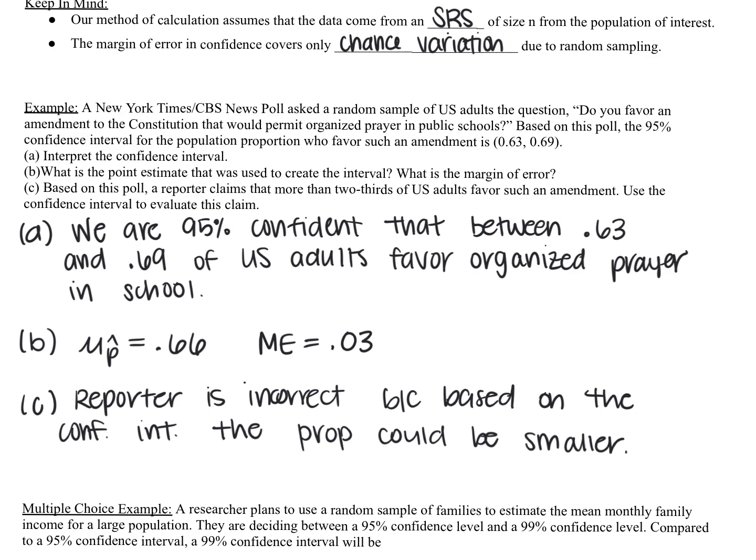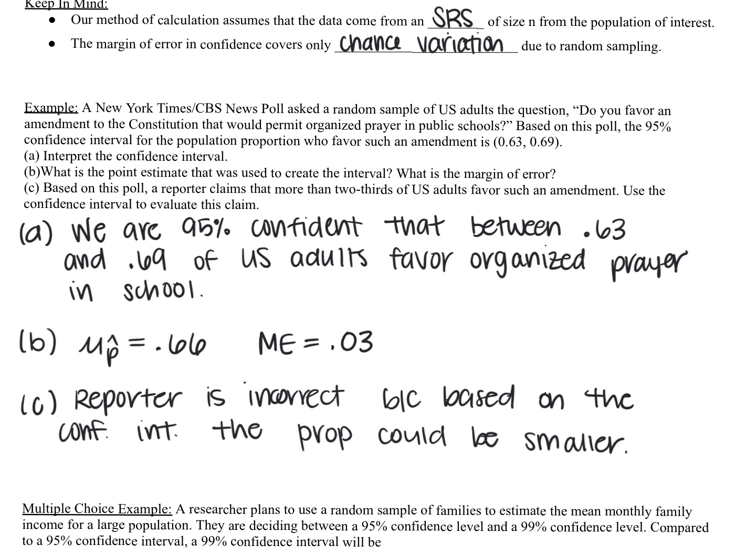Yes? Can you just explain what you just said? I'm so lost. Okay, so the reporter claimed that more than 2/3 of adults favor the amendment. So 2/3 is about 0.67. So he's saying more than 0.67 of adults favor the amendment. Our confidence interval says that the true proportion who favor it is somewhere between 0.63 and 0.69. So our interval does not contain values that are only more than 2/3. So his claim is incorrect because our interval says it could be smaller than that. It could also be larger, he could be correct, but our interval does not support his claim.